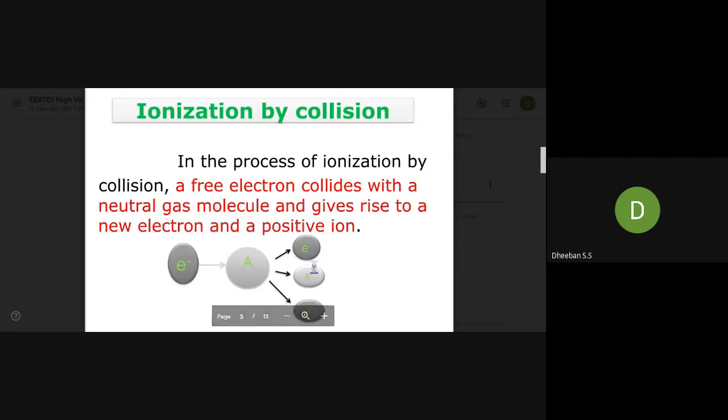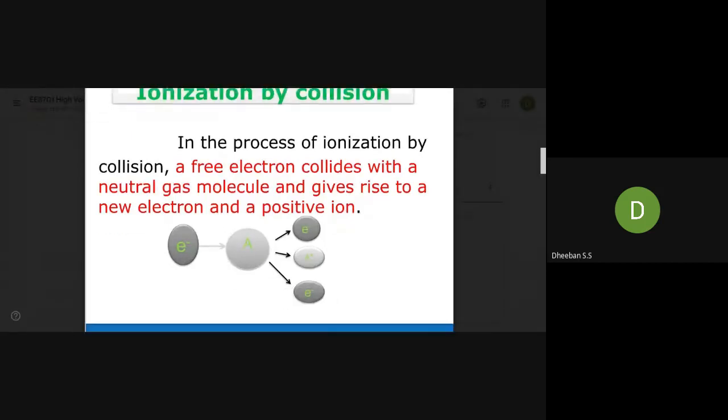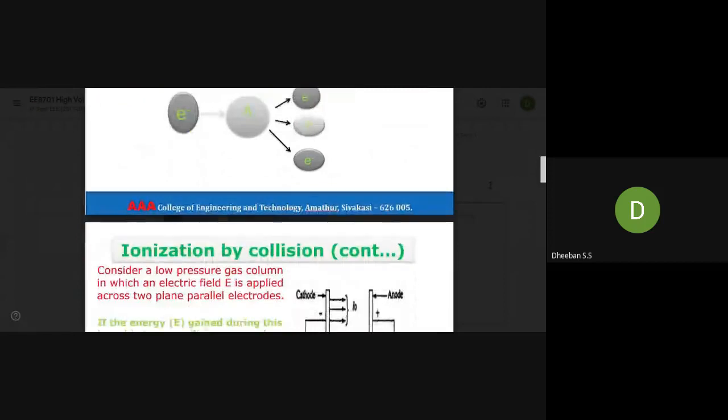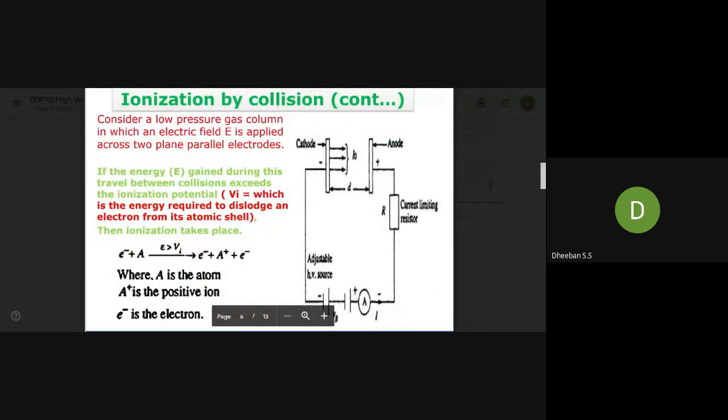Why is it unstable? If the positive ion comes near this negative ion, it gets attracted to that. Again, if a negative ion comes towards this positive ion, it again gets attracted. So these ions are dynamic in nature, whereas this atom is in a stable state. So this is the process of ionization by collision.